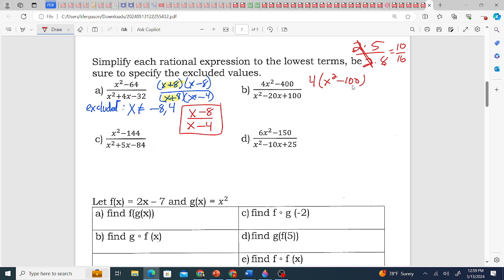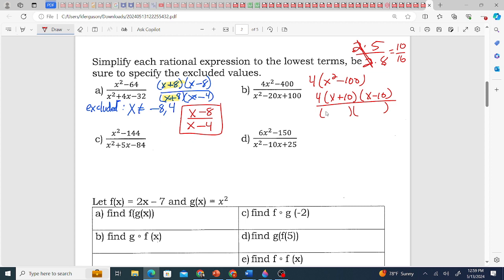Yeah, but what is it? I've only said it like 300 times now. It's the difference of squares. So I'd have 4 times x plus 10 times x minus 10. That's on top. And then what is the bottom factor to? Just brute force.